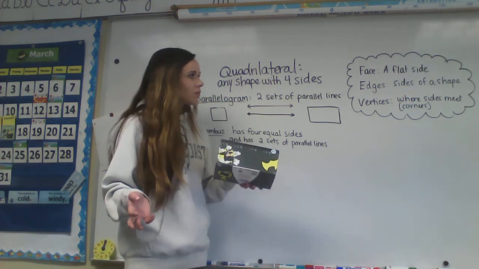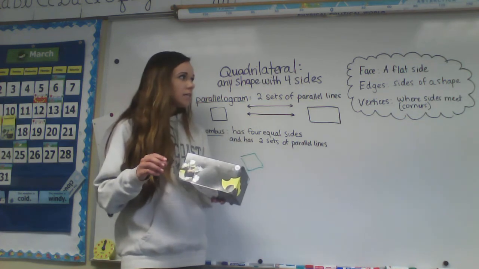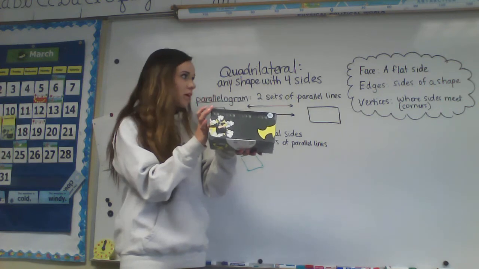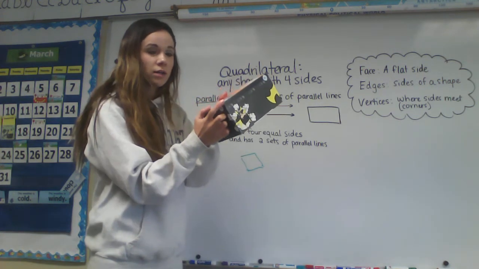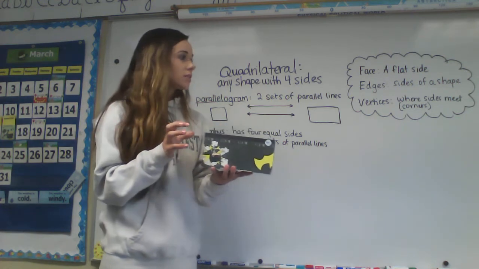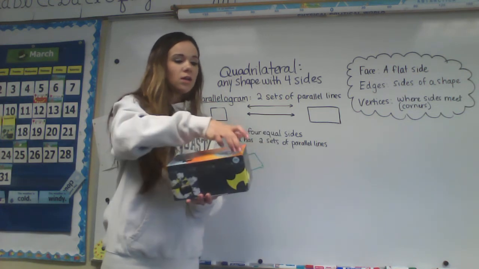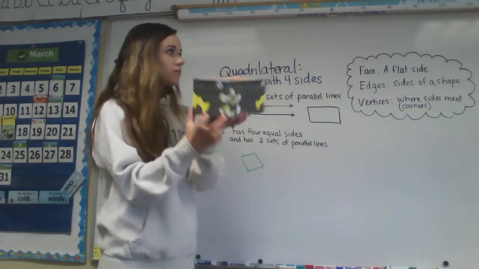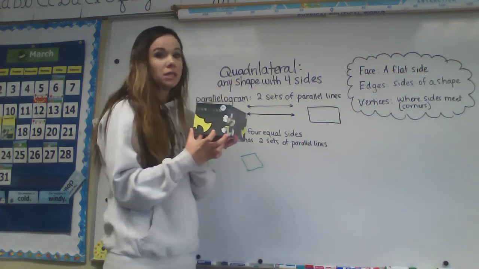And now we have to find vertices. A vertex is where the sides meet. So they're technically the corners of your shape. So this is a corner right here of your rectangular prism. So we're going to count the vertices. There's 1, 2, 3, 4, 5, 6, 7, 8. So those are where the sides meet on your shape.